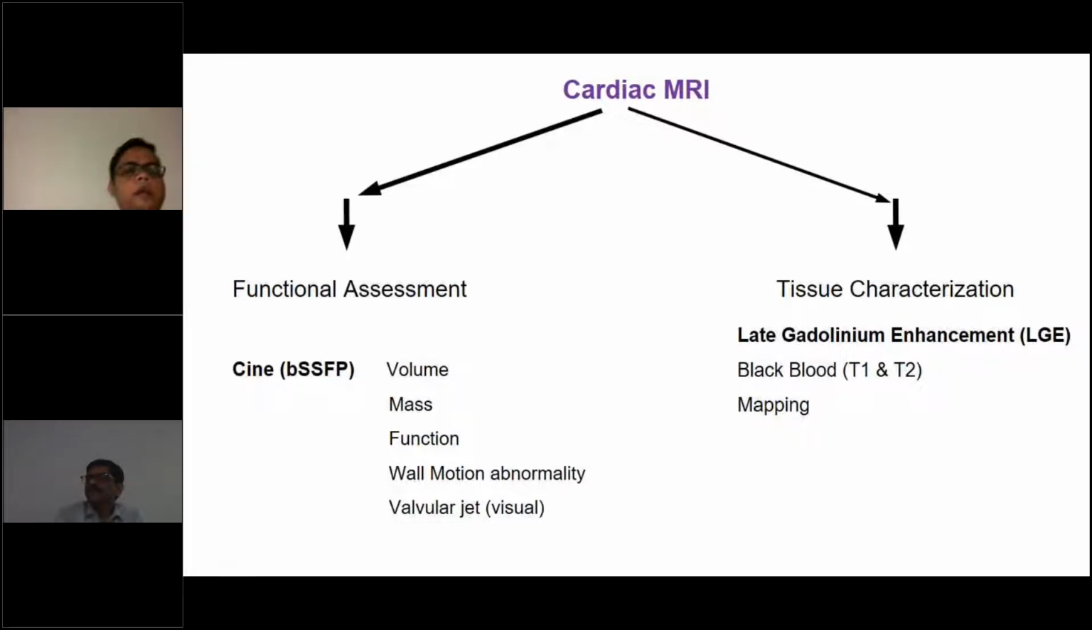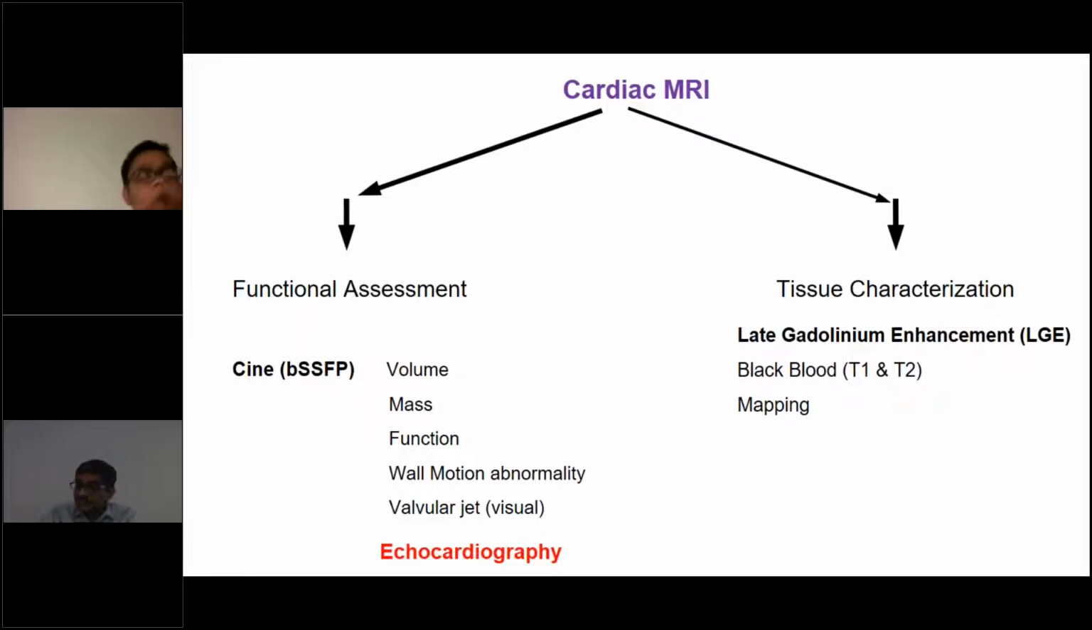The cine imaging and the late gadolinium enhancement imaging are the two main pillars of the cardiac MRI. The cine imaging, which is done with the help of balanced SSFP sequence, will help us in accurate calculation of ventricular volumes, mass, function, and detection of wall motion abnormality and the valvular jet. But all this information can also be obtained in a very effective manner with the help of echocardiography, which is readily available and a relatively inexpensive modality.